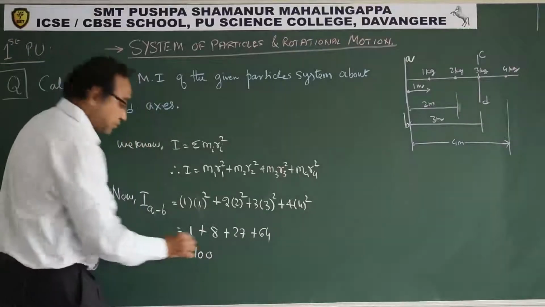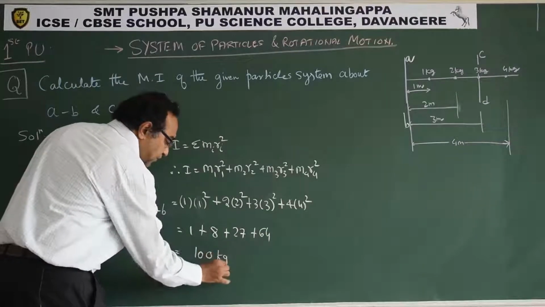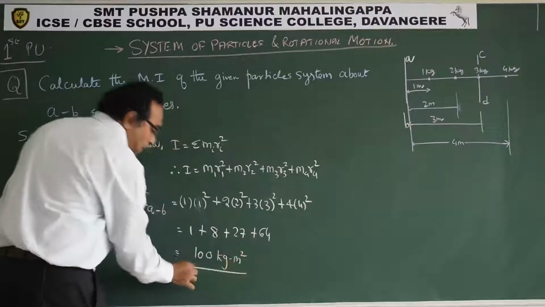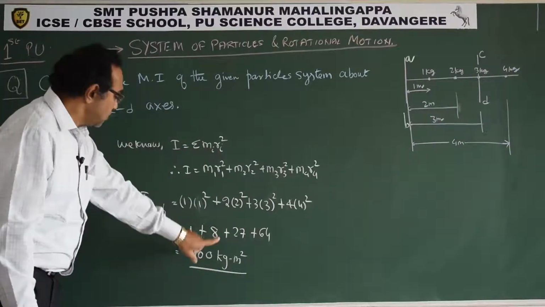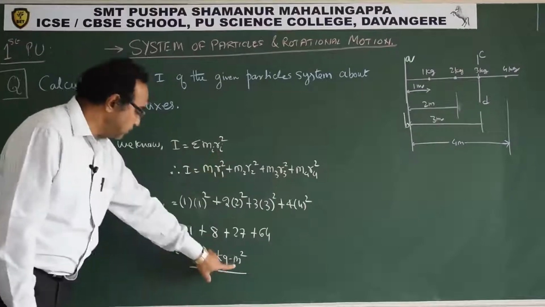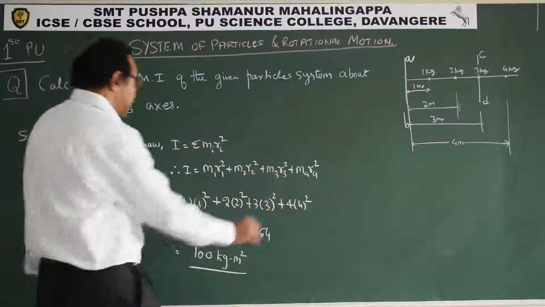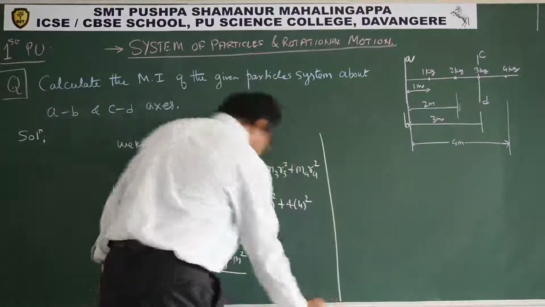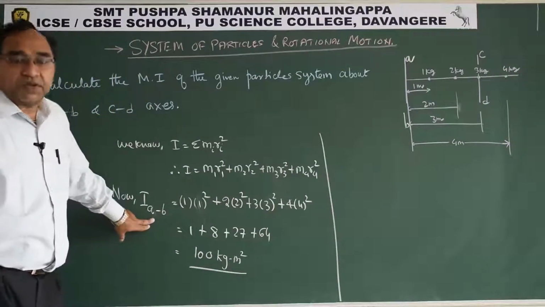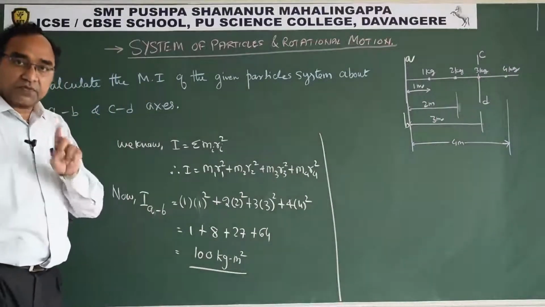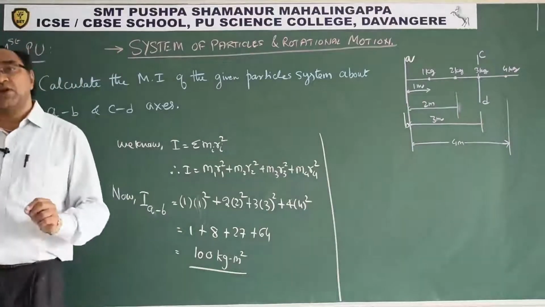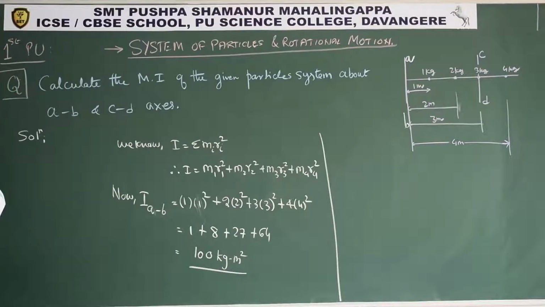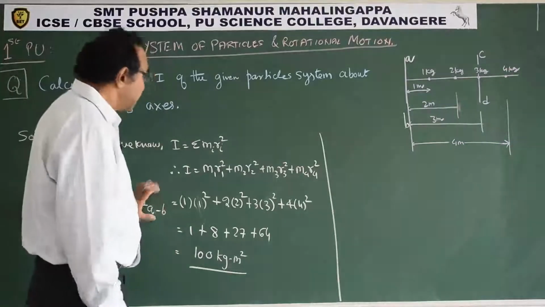What will be the unit? Kg meter square. How did we get the unit? Mass times the square of the distance, so we get kg meter square. This is exactly how we can find the moment of inertia about AB. If you remember, we had discussed that the moment of inertia depends on the axis. So the axis here is AB.